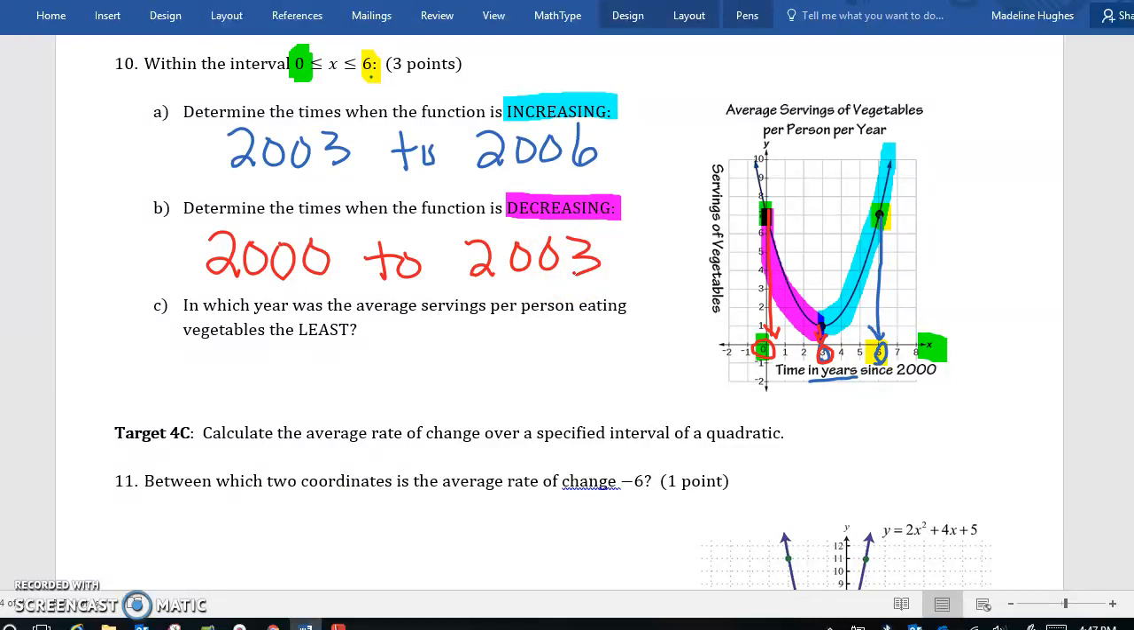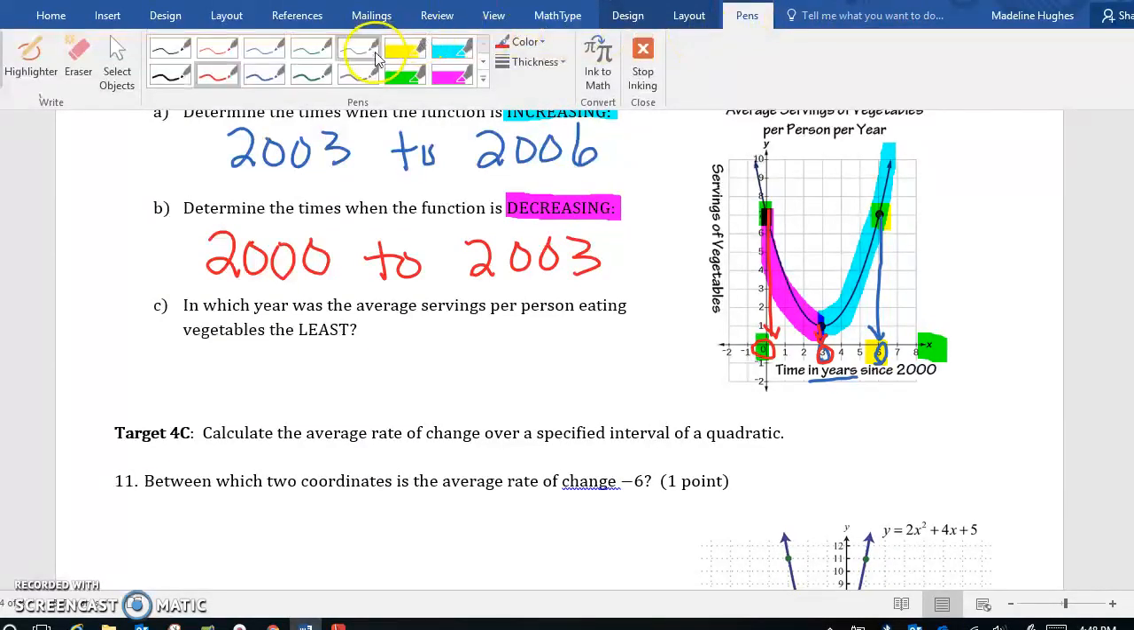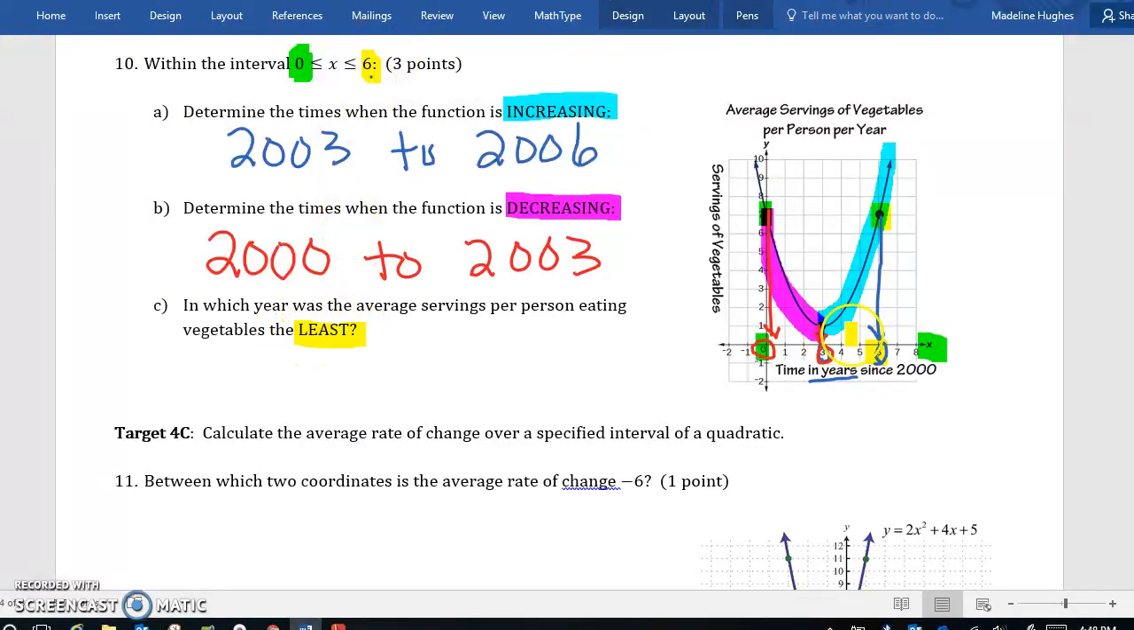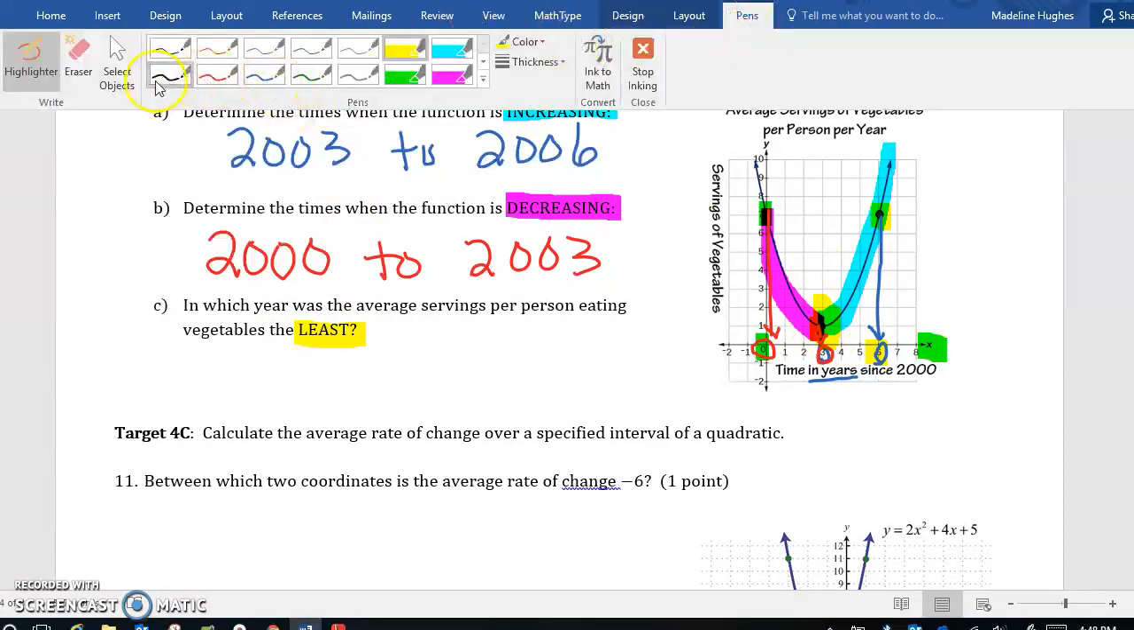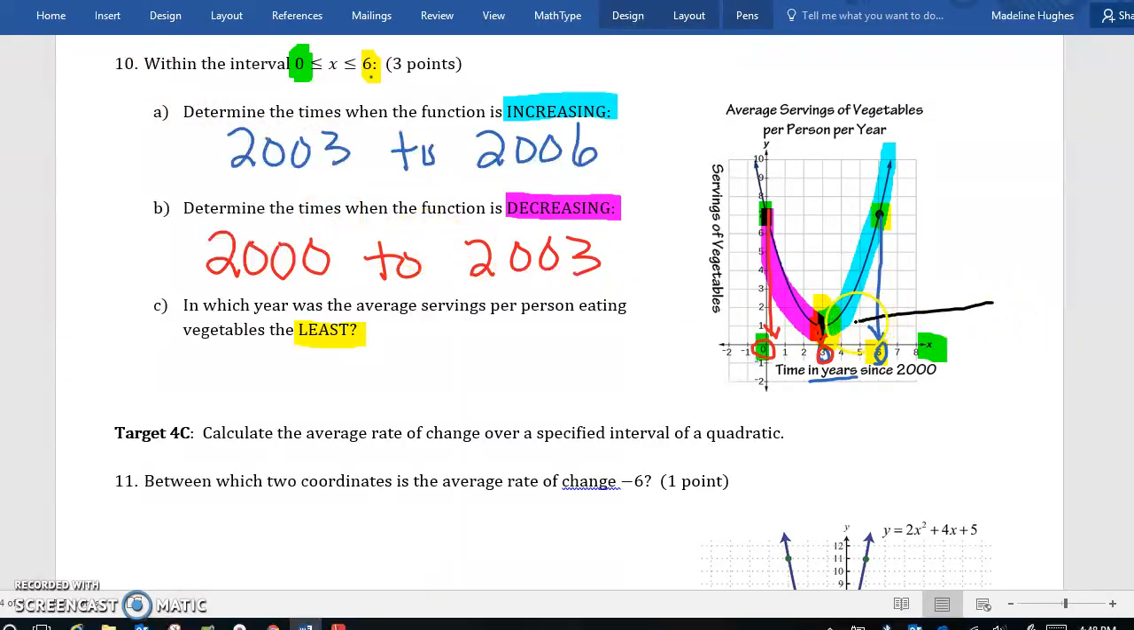And then we want to know in which year was the average serving per person eating vegetables the least. So the least amount, that's the same thing as our minimum right here, this point. The least, right here, I'm drawing an arrow. The least. When does it happen? Right, I want the year. So I look at this and I look at the years on our x, which is that 3, which is 2003. That is the least value there.